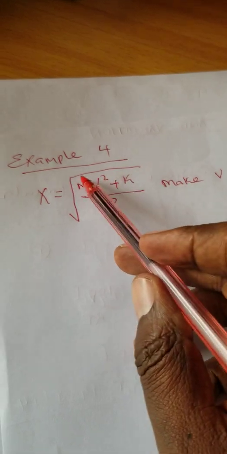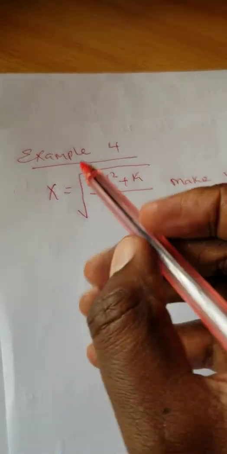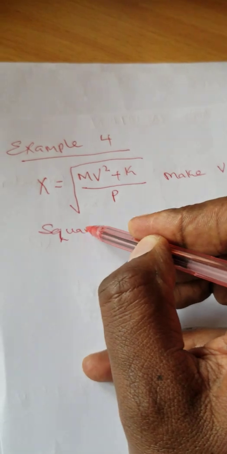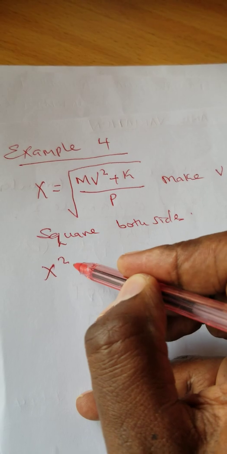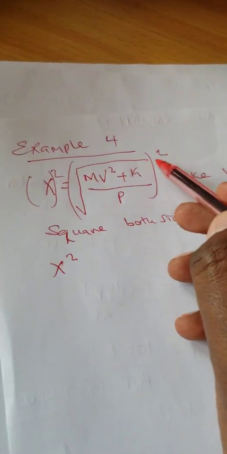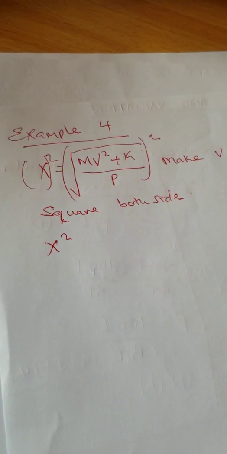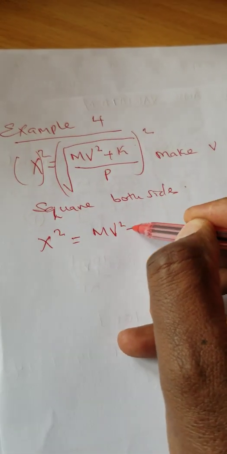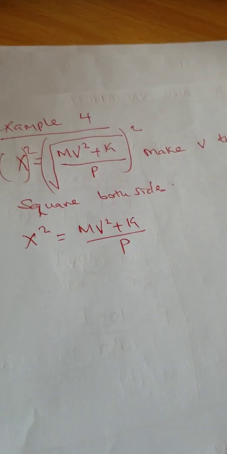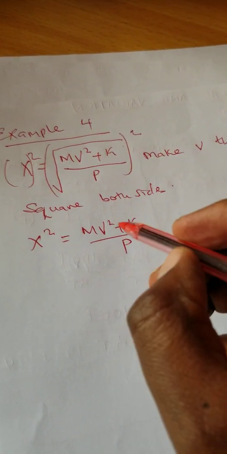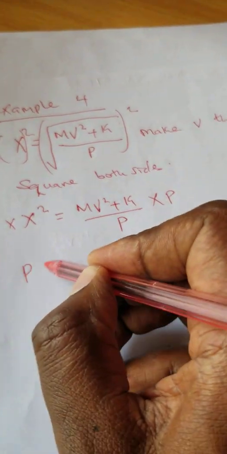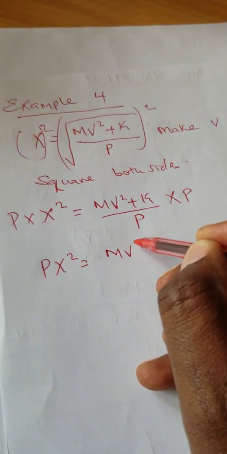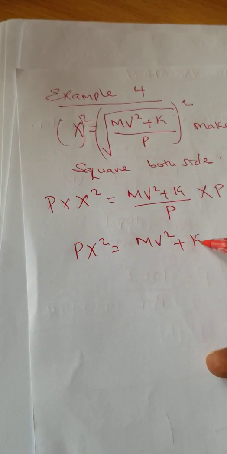So you can see there's a square root sign, and we need to remove it. The first thing will be to square both sides. So we will have x squared. When we square, the square root will just go. So we will get mv squared plus k over p. Then we want to make v the subject, so we multiply both sides by p. So we get px squared is equal to mv squared plus k.